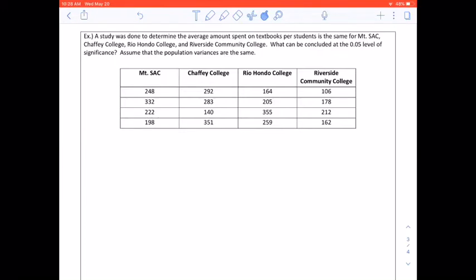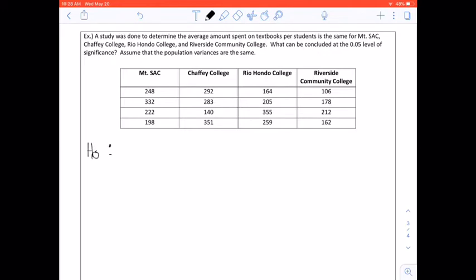This one says, a study was done to determine if the average amount spent on textbooks per student is the same at Mount Sac, Chaffey College, Rio Hondo College, and Riverside Community College. What can be concluded at the 0.05 level of significance? And it says, assume that the population variances are the same. For this one, we'll assume that the testing criteria has been met. You can check that on your own. But let's go ahead and write our null and our alternative hypotheses.